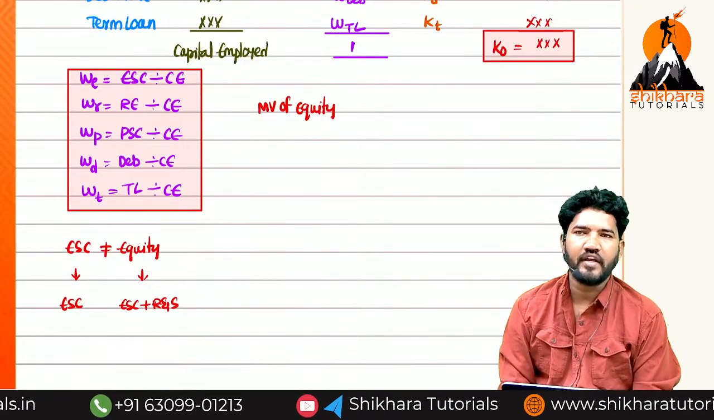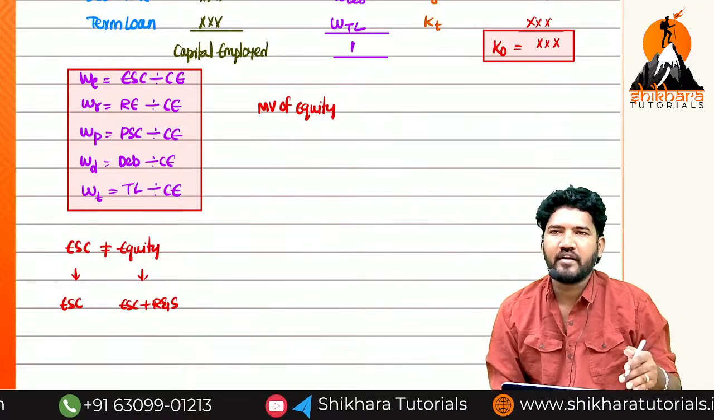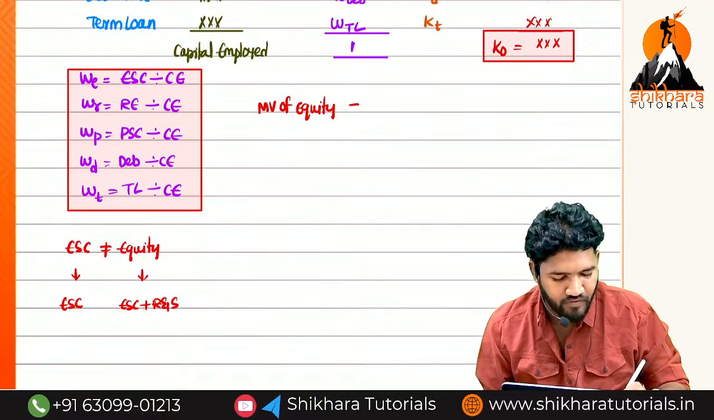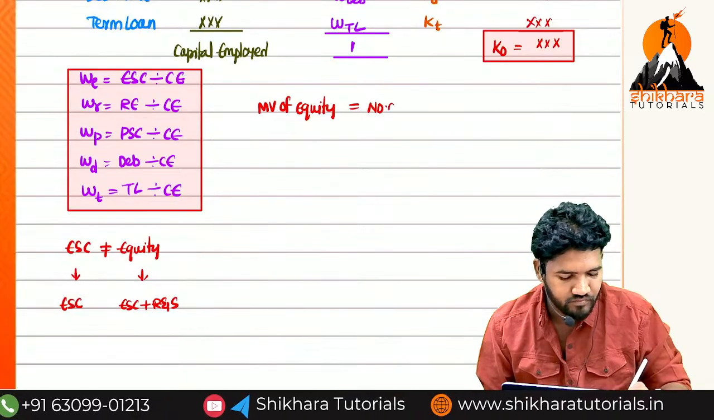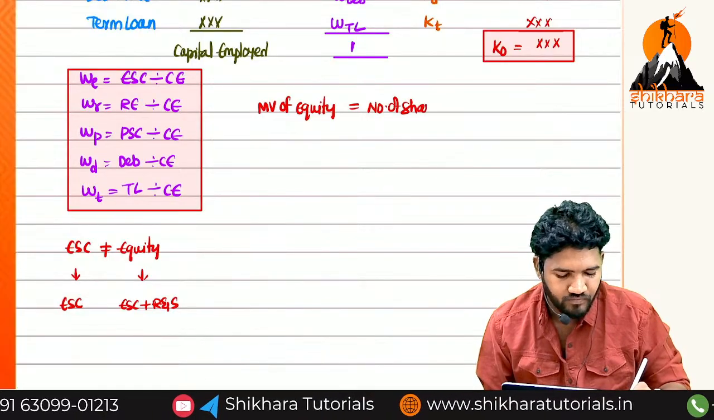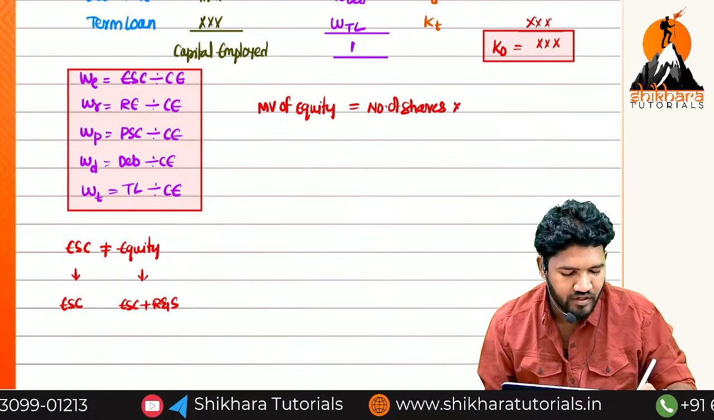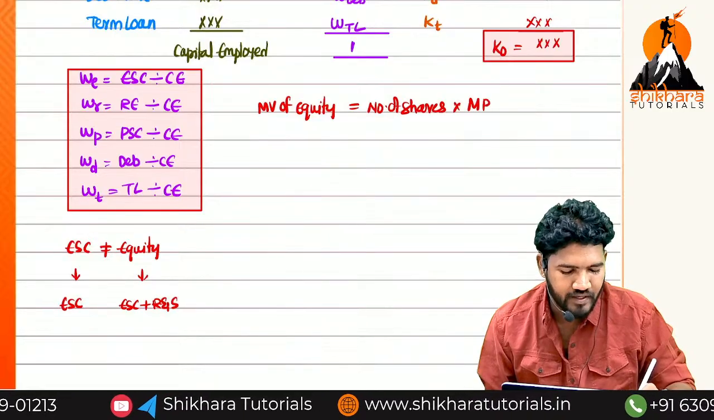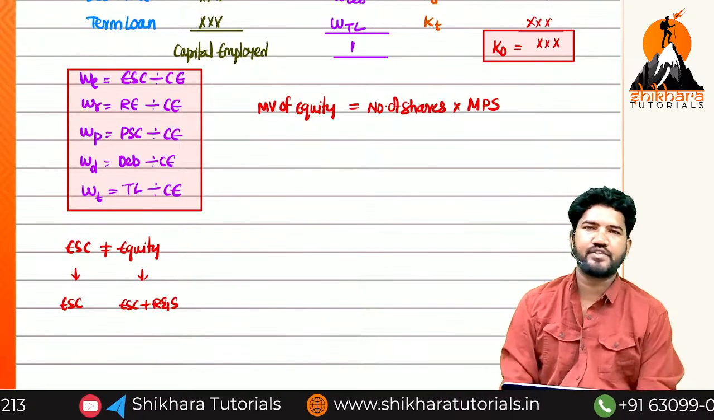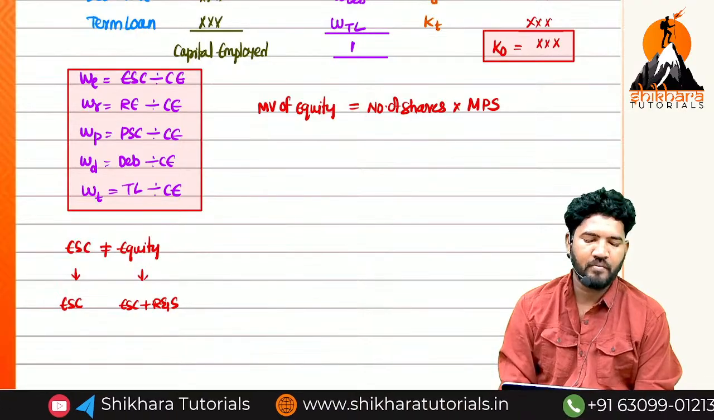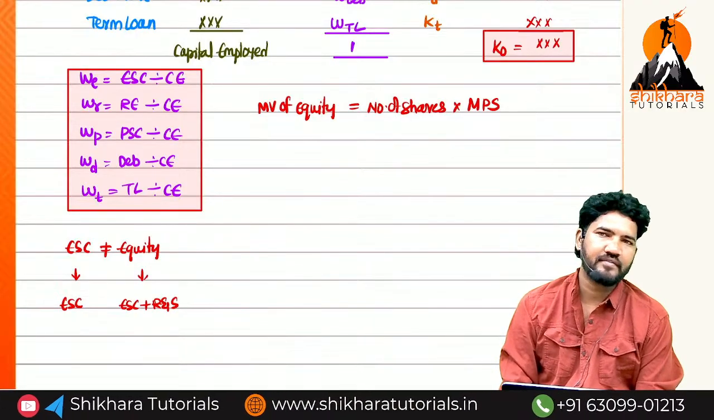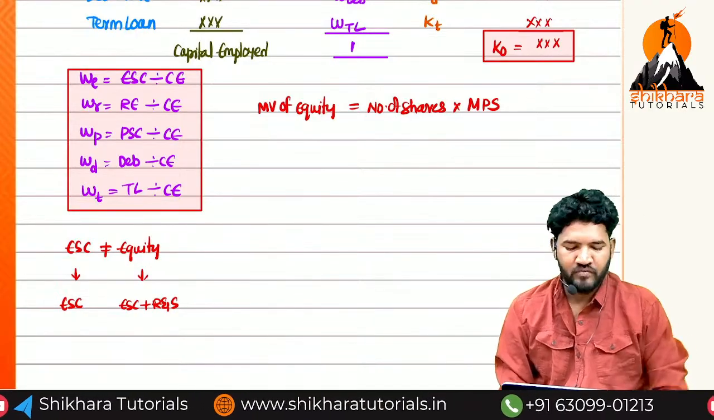Now see what I wrote here, market value of equity. Why, I will explain later, just understand. Market value of equity equals number of shares into market price per share, MPS. MPS full form is market price per share. Are you okay now? Okay, then fine.